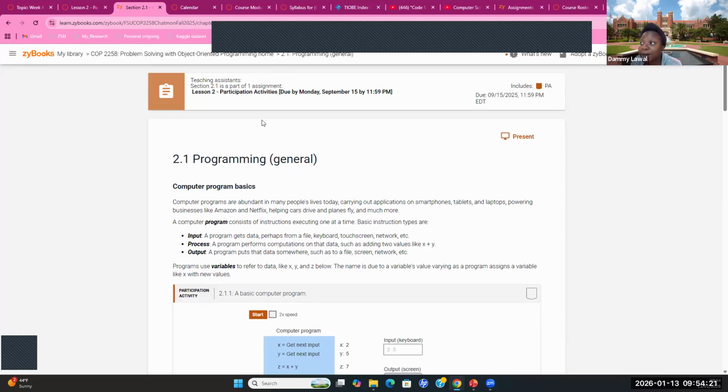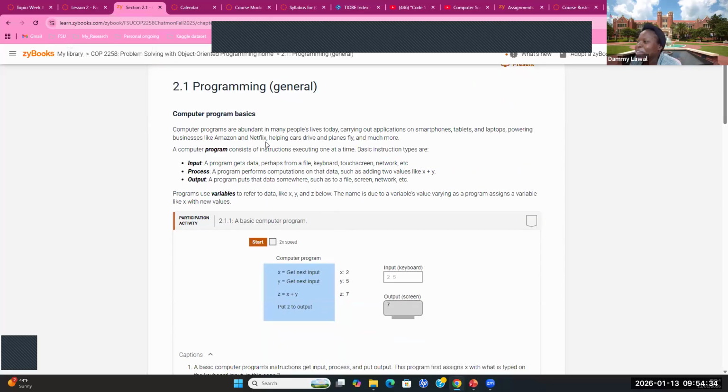If you have not subscribed to this textbook, it takes you to a page where you have to subscribe, and you're subscribing directly to this specific course. Please, please don't go to zybox.com to subscribe directly. Subscribe via your Canvas, your course Canvas page. I am emphasizing this because it is very, very important.